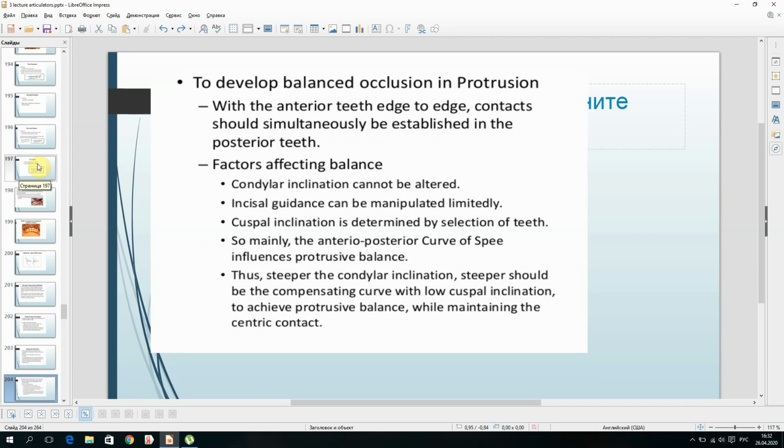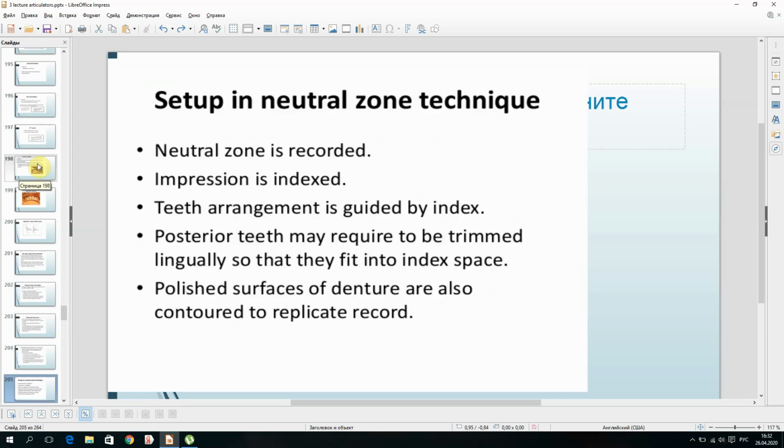Choose steeper as a condylar inclination. Steeper should be the compensating curve with low cuspal inclination to achieve protrusive balance while maintaining the centric contacts.